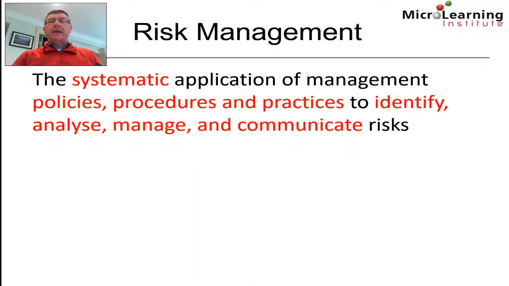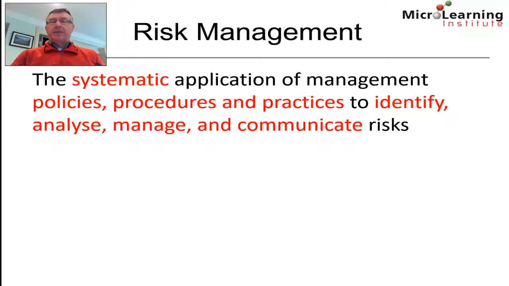Similarly, the words policies, procedures and practices are important. So again, the organization needs to have policies as to what their approach to risk management is and what their appetite for risk is. They need to have procedures in place as to how to conduct risk management. And also they need to have practices in place where people have the skills needed in order to deliver risk management effectively to the organization.